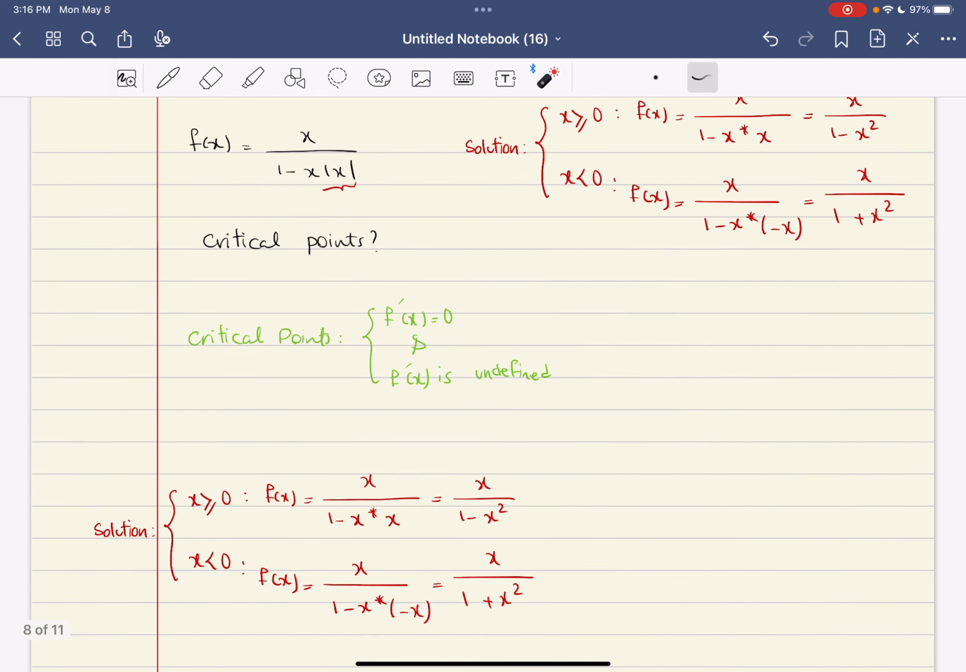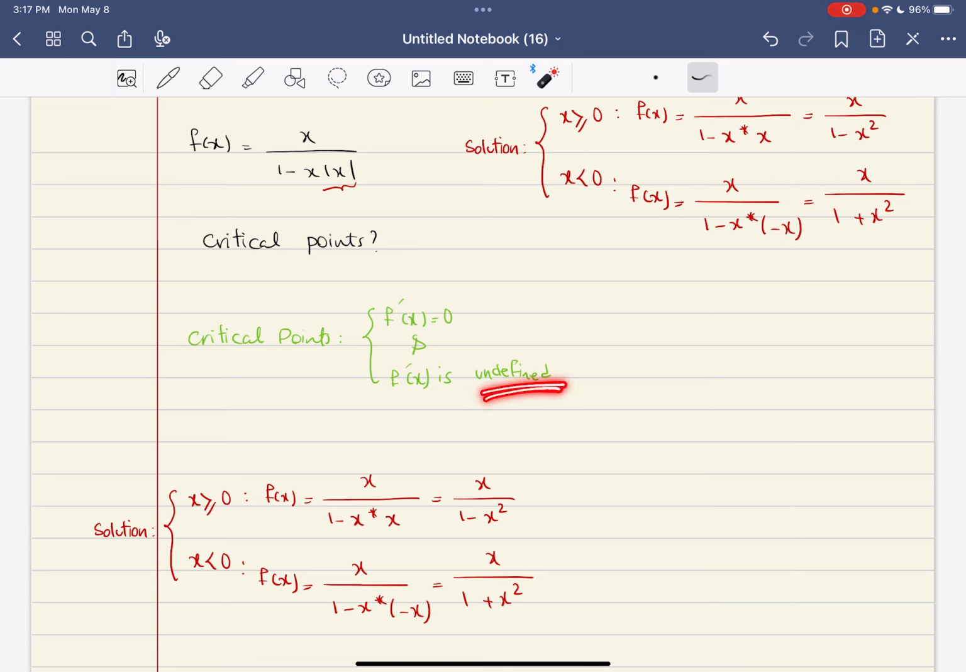Okay, so first off, what are critical points? You have to take a look at the definition of the critical points, and if you do, you can see that it's either of these two cases. Either your f prime x should be equal to 0 and those x's would be your critical points, or if f prime x is undefined, then those x's would be your critical points.